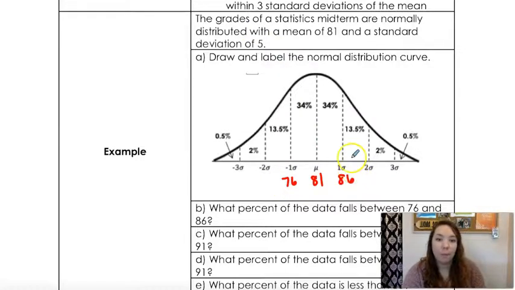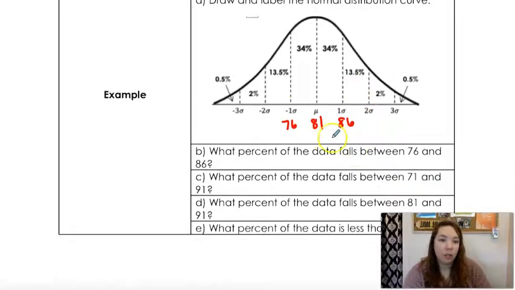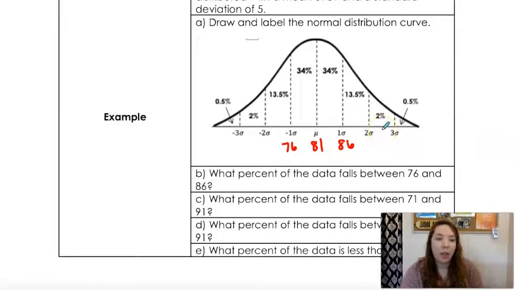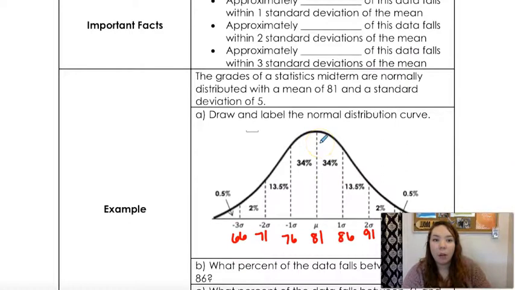So between one standard deviation, 68%, this is saying 68% of our students that took this test had between a 76 and an 86. And then another standard deviation away, I can add 5 again and subtract 5 again. 95% of our students got between a 71 and a 91. And then if I do it one more time, I have a 66 and a 96. Now we're saying 99% of students got between a 66 and a 96. So that's how we're labeling our curve.